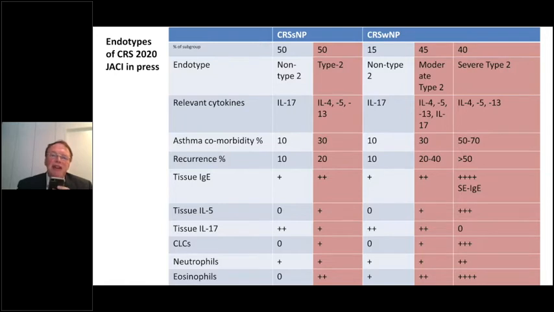And as you see, chronic rhinosinusitis without nasal polyps is 50% type 2, 50% non-type 2. Type 2 inflammation is not as severe as it is in nasal polyposis. And in chronic rhinosinusitis with nasal polyps, you have 85% type 2, which you can differentiate into moderate and severe. And as a consequence, of course, you have phenomena like eosinophils, chronic Charcot-Leyden crystals, IgE formation, SE-IgE formation, and that again is linked to asthma comorbidity and recurrence.